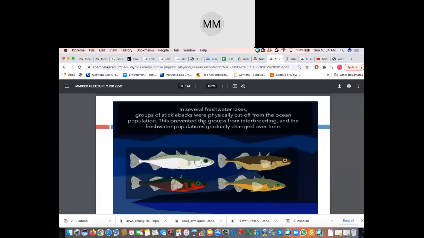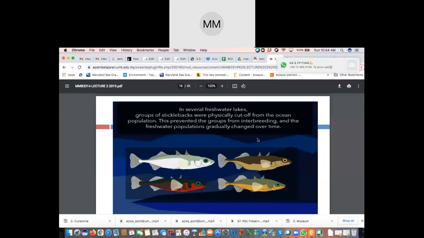This prevented the groups from interbreeding, and the freshwater population gradually changed over time. Initially, there was the ocean population, and some of the stickleback groups from the ocean population managed to get hold in the freshwater lakes. However, at some point, there was a physical cutoff.